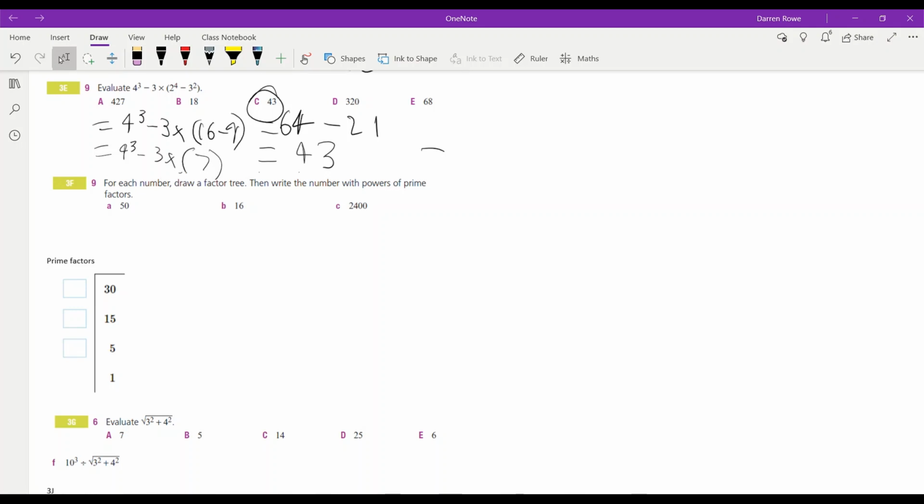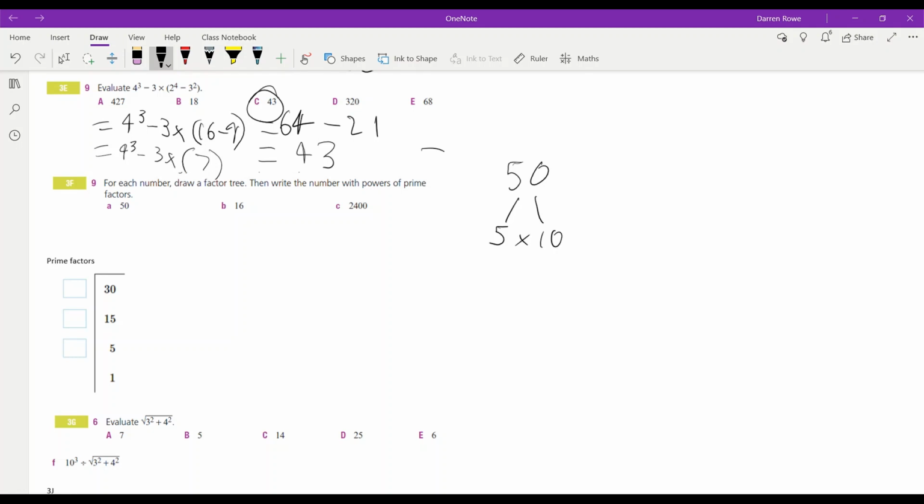3F, for each number draw a factor tree, then write the number with powers of prime factors. Alright, so here we start. You start with any number, 50, and you've got to divide it by 2, find its factors. Now you can do it by a prime number, you don't have to at the beginning, but you should after that if you can. So 5 is a prime number, so we can do 5 and 10. So 5 times 10, that equals 50, right?